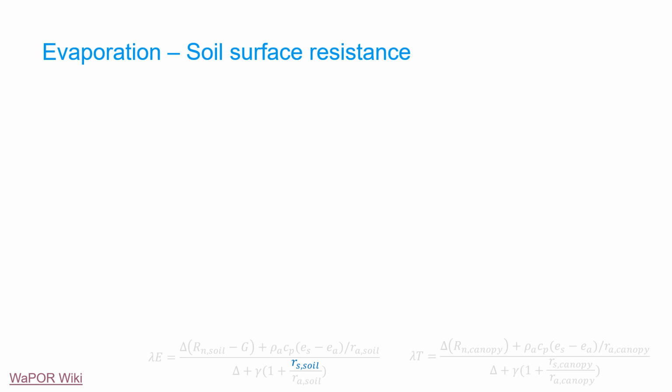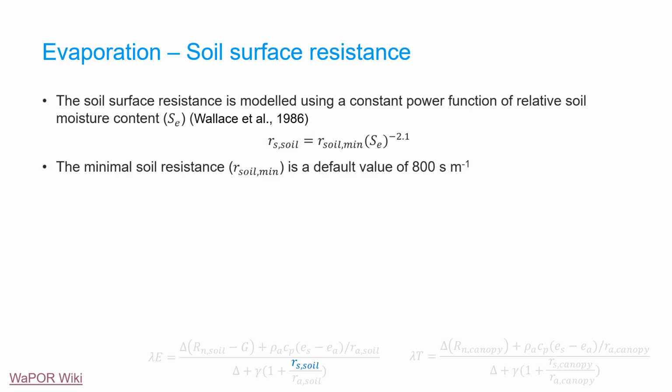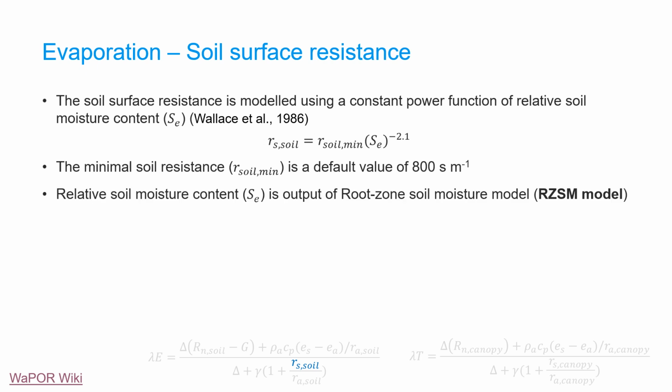The next variable to calculate in the Penman-Monteith equation is surface resistance. Soil surface resistance in the soil evaporation equation is modeled using a constant power function of relative soil moisture content as follows. The minimal soil resistance is a default value of 800 seconds per meter. Similar to the soil heat flux method, relative soil moisture content is the output of the root zone soil moisture model.